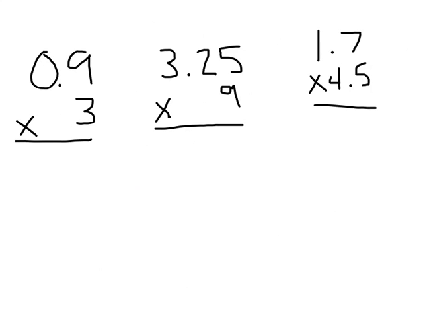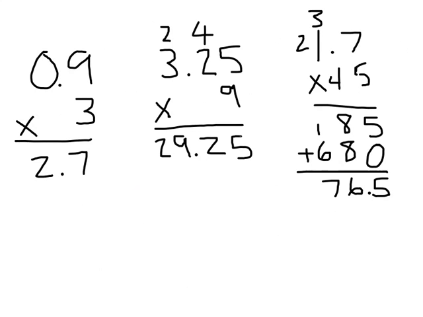Now try these 3 problems on your own. What's 9/10 times 3? 9/10 times 3 is 2 7/10. Now try the next one. What's 3 25/100 times 9? That's 29 25/100. And finally, what's 1 7/10 times 45? That's 76 5/10.